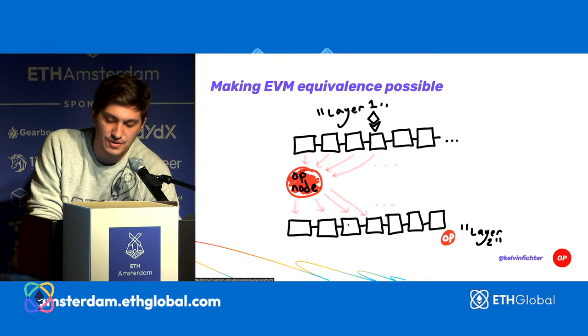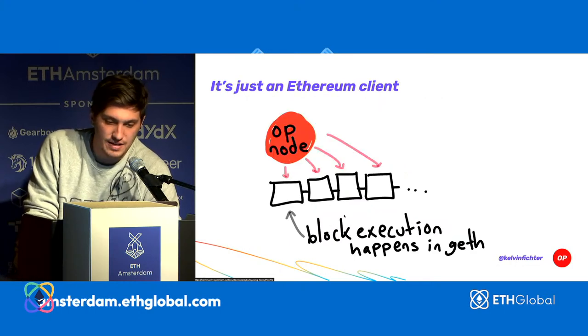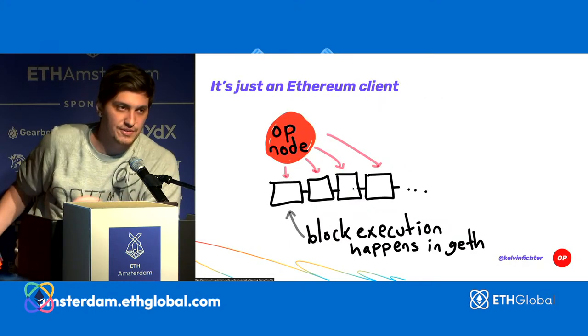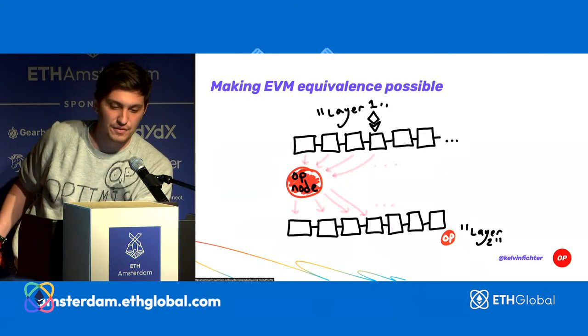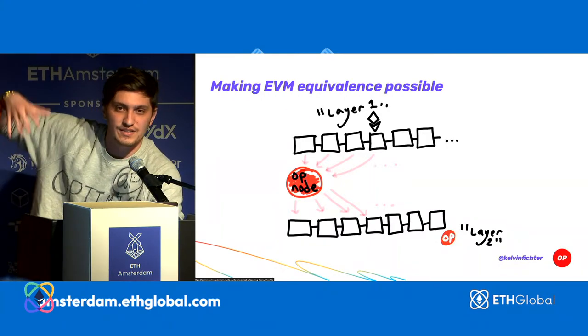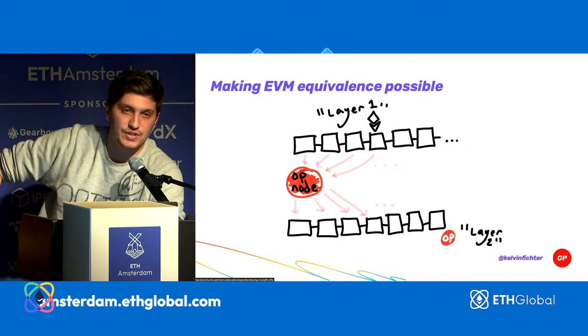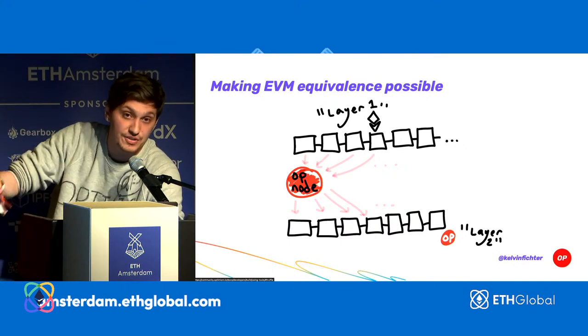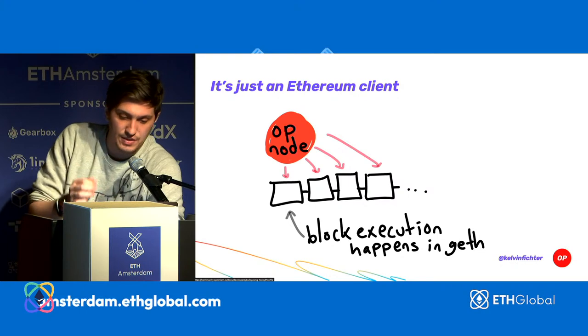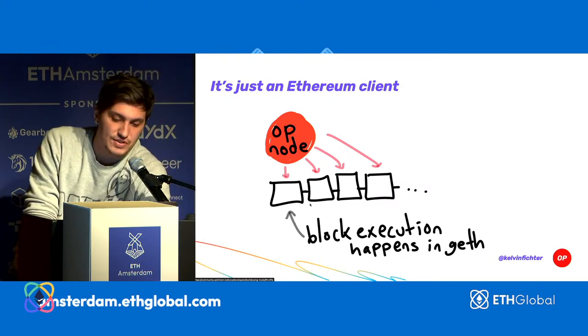And then it takes these layer two blocks and it executes them. Right at this point, you just have a blockchain on layer two, and it's fully derived from layer one. So just like a pure function on layer one blocks that generates layer two blocks. And then you need to execute those blocks. So executing the blocks just happens in Geth.